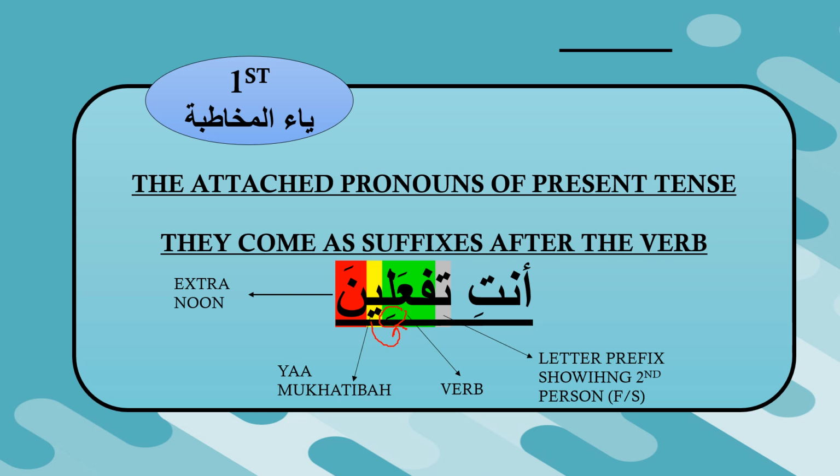So anti taf'alina. This is the structure of the present tense that you can see with the prefix letter representing the second group, and the verb with the damir attached that tells you for whom this verb is being used. The ta is telling you the second person, you are speaking to the person right in front of you, and that person is feminine and singular. So in one word, in one structure of the present tense, you have the whole lot of information about the number of person, the gender of the person.